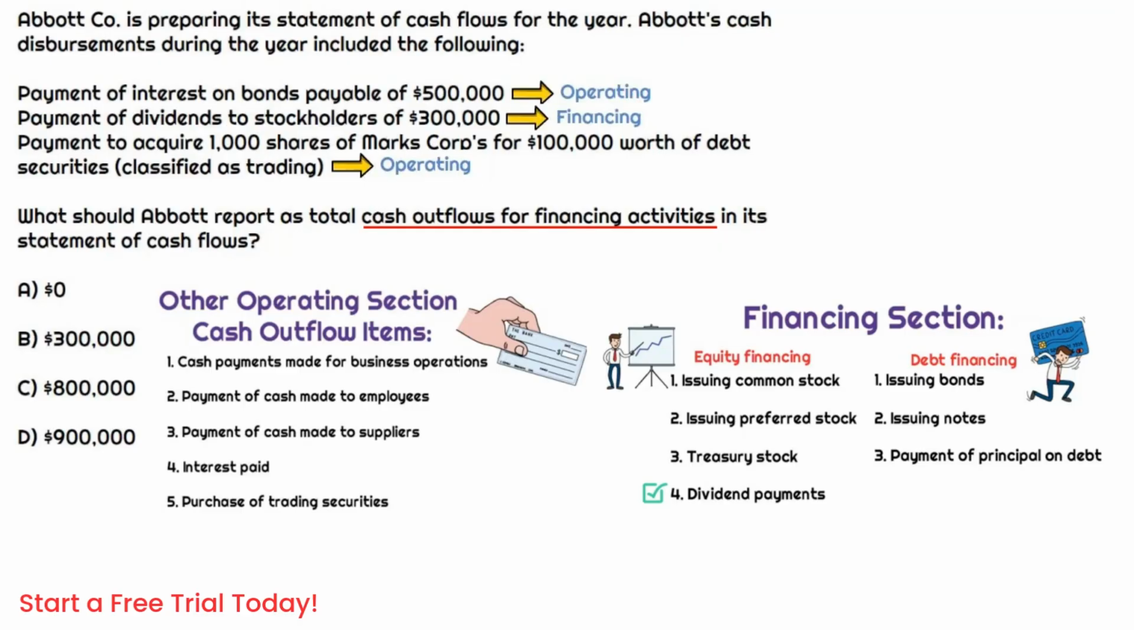So the only item that's coming in the financing section here is going to be the payment of dividends to stockholders for $300,000. So $300,000 is the correct answer.